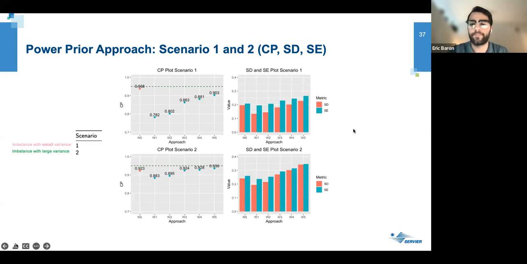Just summarizing here, once again, we do see improved coverage in scenario two, and more variation in the response tends to increase coverage for the parameter of interest.